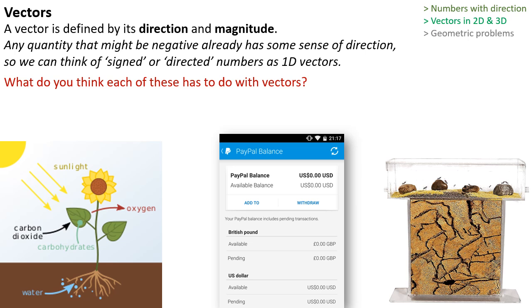But movement, although it's a really powerful way of visualizing and working with vectors, is not the only way we can think about them. So I would encourage you to pause and have a think about what a PayPal balance in dollars and pounds has to do with vectors, and what a plant trying to convert sunlight into energy has to do with vectors. And what an ant farm might have to do with vectors is probably a little more obvious, but we're going to get onto each of those and look at them as different examples as we build a sense of what it means to have a vector in more than just one dimension. So let's start with the first one.